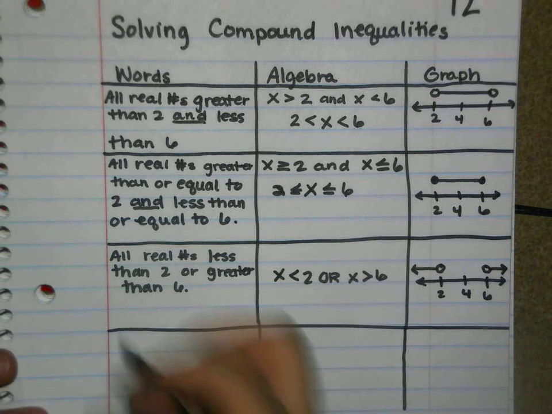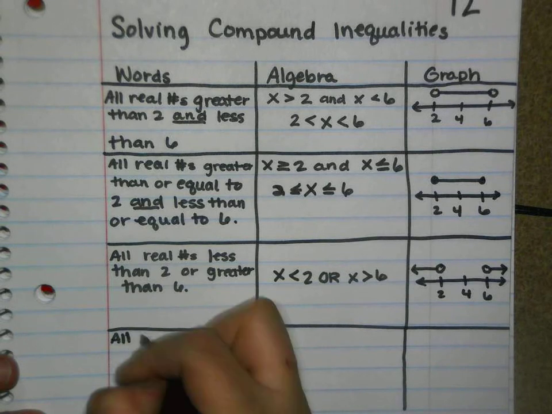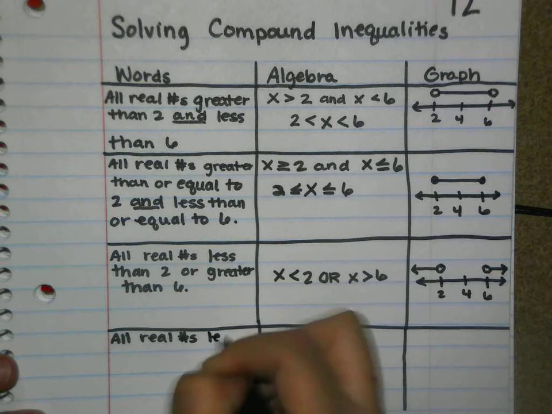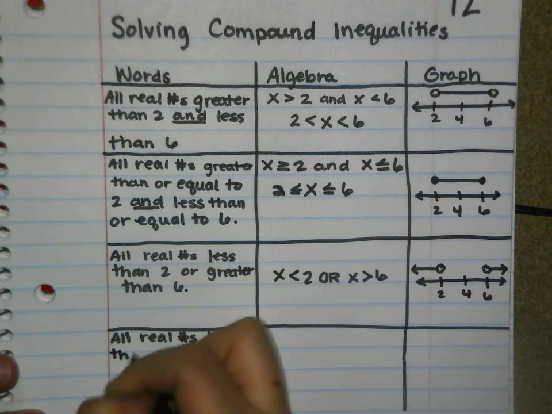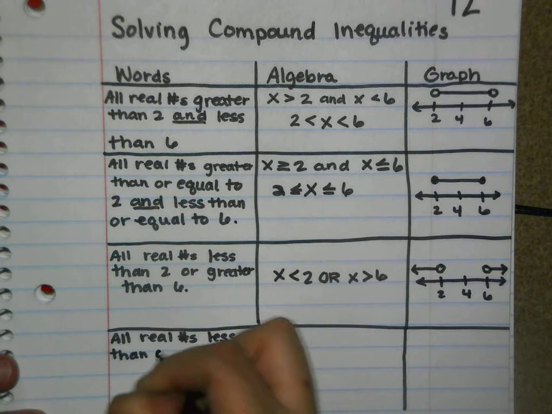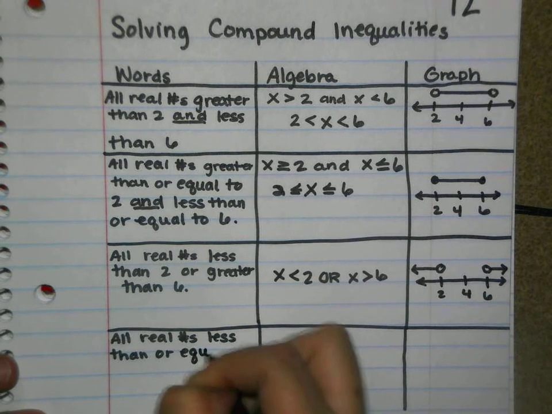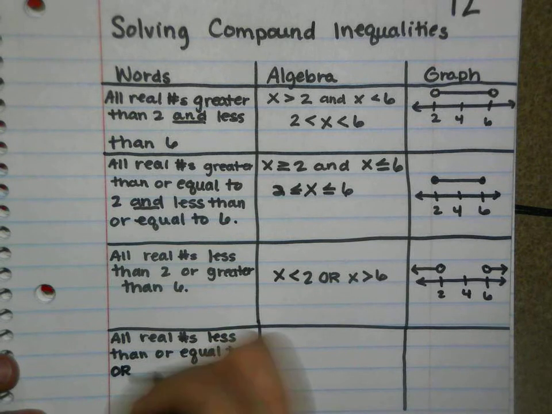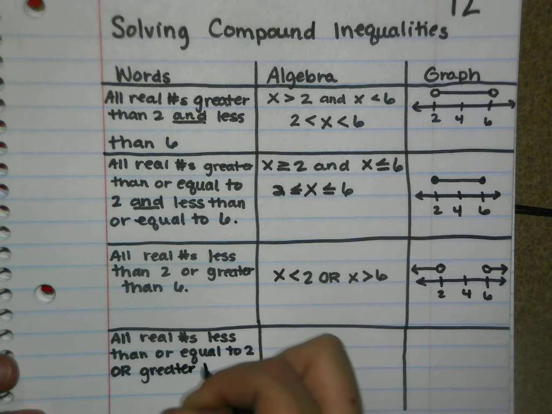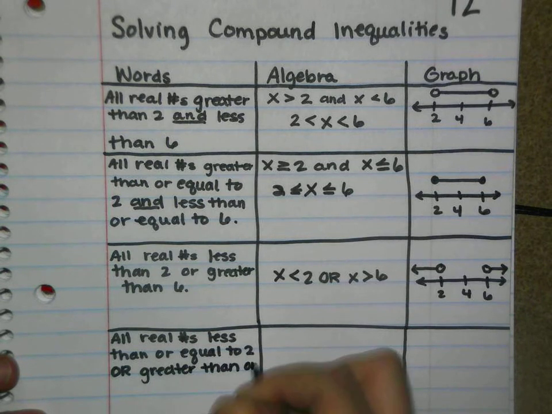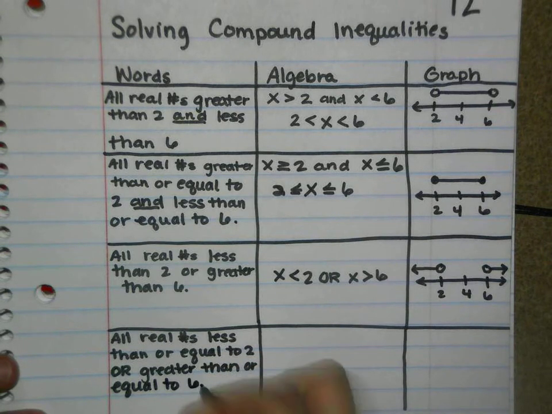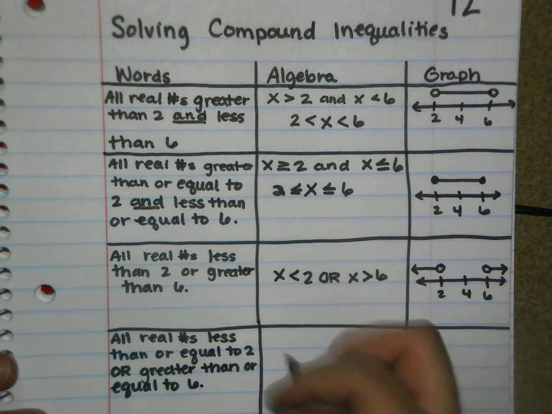Okay, and we'll have one more section, and that is going to have the ors with greater than or equal to. So this would be all real numbers less than or equal to 2 or greater than or equal to 6. Okay, so that's still two separate inequalities.